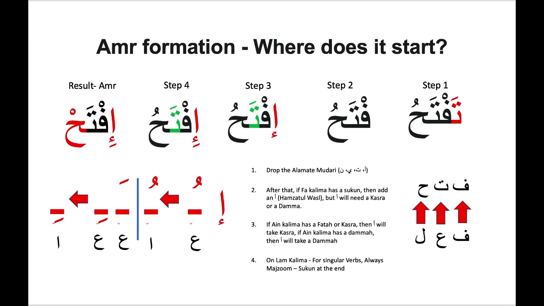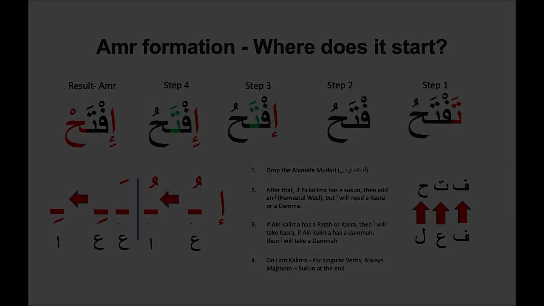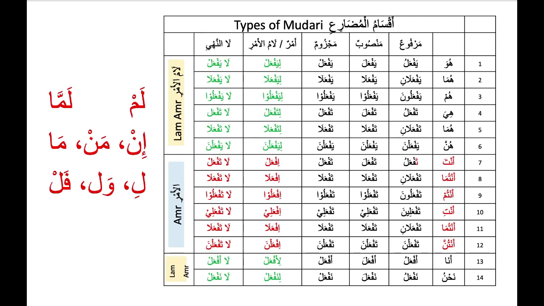So the meaning now stands like this. Fataha means he opened. Taftahu means you open or you will open. But when it is finally formed amr, it means open. Iftah means open. You open. It's an order, it's a request, it's a command. Iftah. So amr normally looks like that. Let's go back to our previous chart.